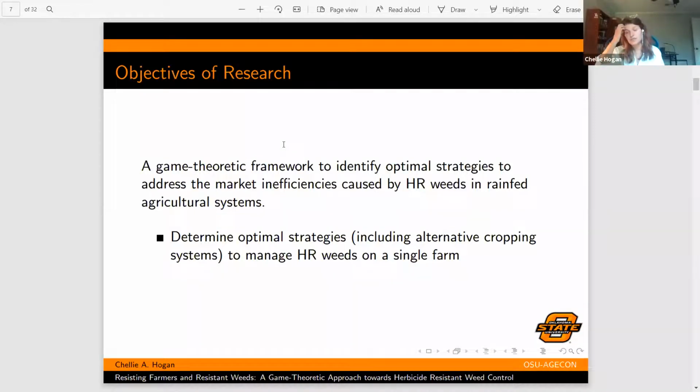So the objectives of this research that I'm doing is building off previous ones and continuing the game theoretic aspect. But it's to apply game theoretic frameworks and ideas to identify optimal strategies to address these market inefficiencies caused by herbicide-resistant weeds, specifically in rain-fed agricultural systems. And so I think more specifically, it is to determine optimal strategies, which include alternative cropping systems such as double cropping, to manage herbicide resistance on a single farm.